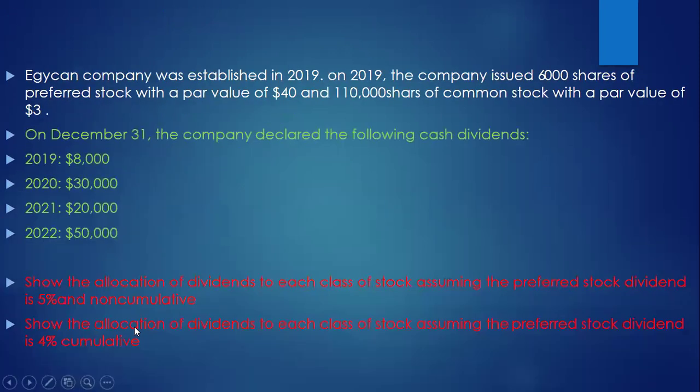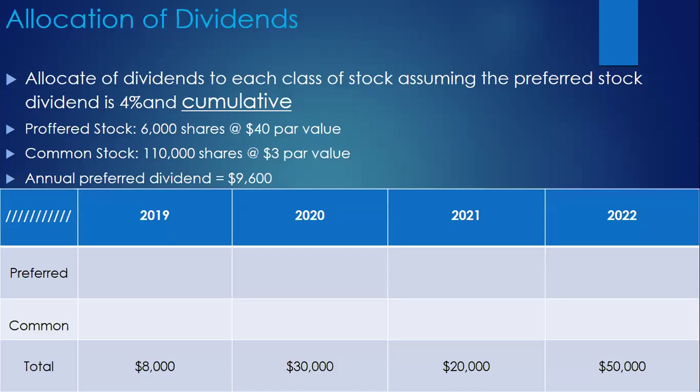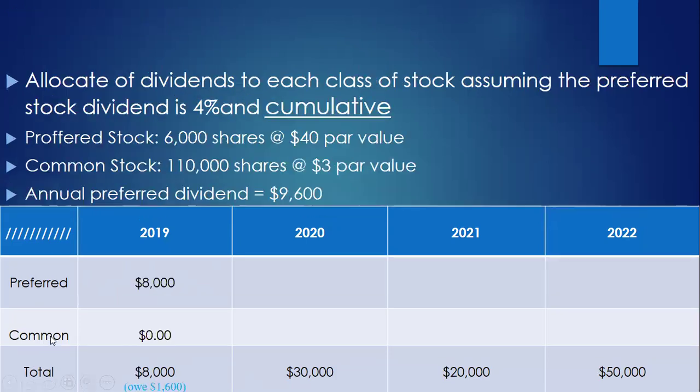In our example, unfortunately, the business board decided for 8,000 only. So common is out of luck. Nothing will be paid for them. Why? Because these people need 9,600 first before common stockholder. So 8,000, 0 common, and this is total 8,000.